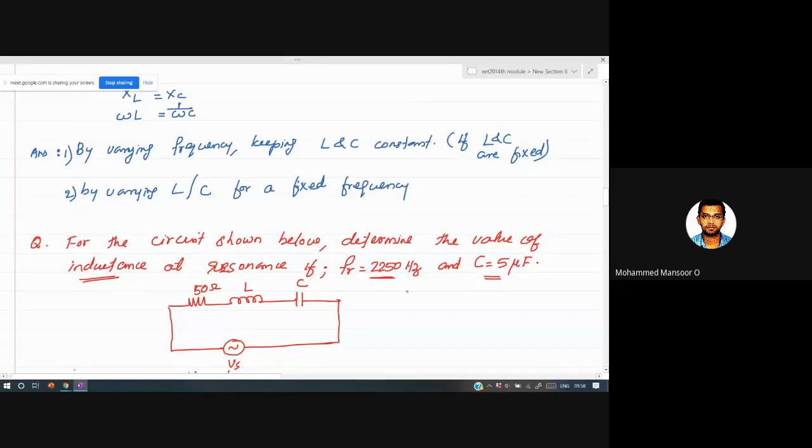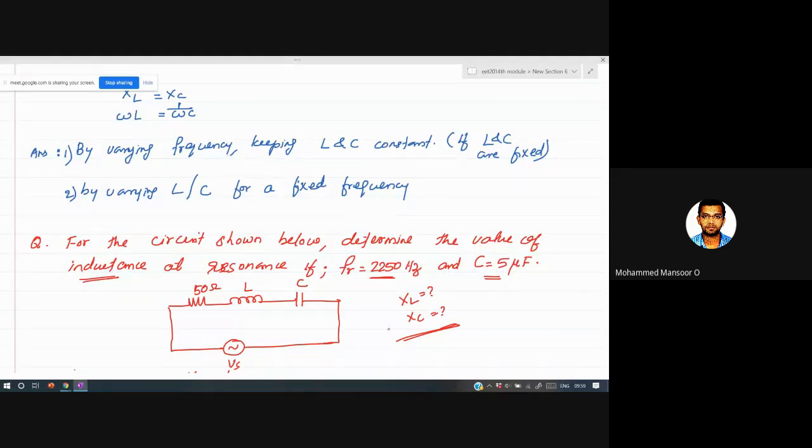You need to find out inductive reactance and capacitive reactance. How to proceed? You just draw the circuit. What are the given parameters? 50 ohm R is given, L you don't know, C you know, 5 microfarad. Then resonance frequency you know, that is 2250. Do you know how to proceed with this problem? Anyone, please?